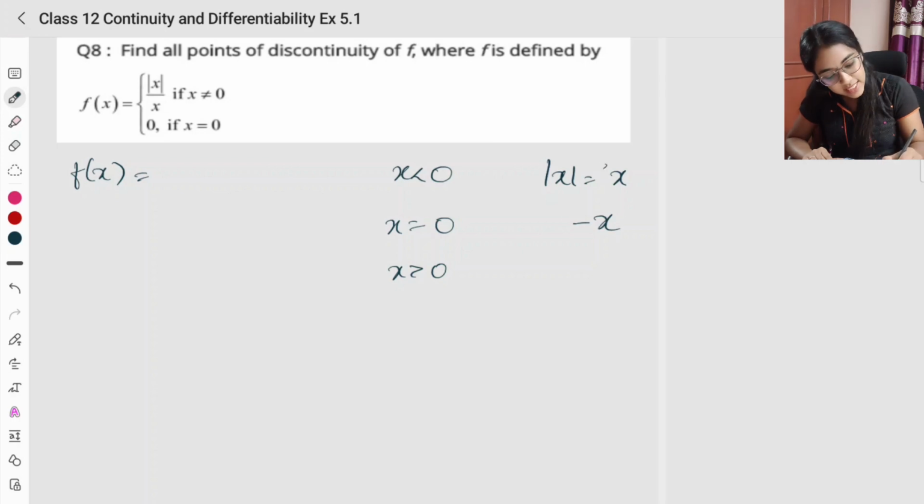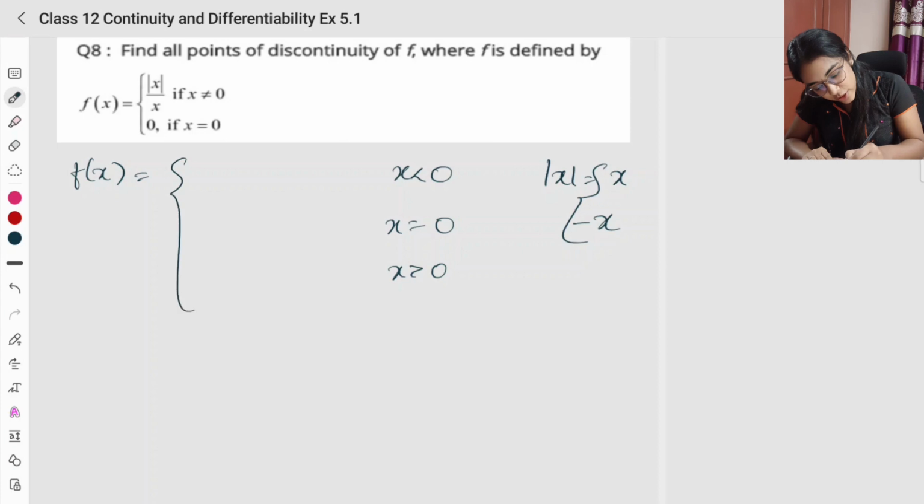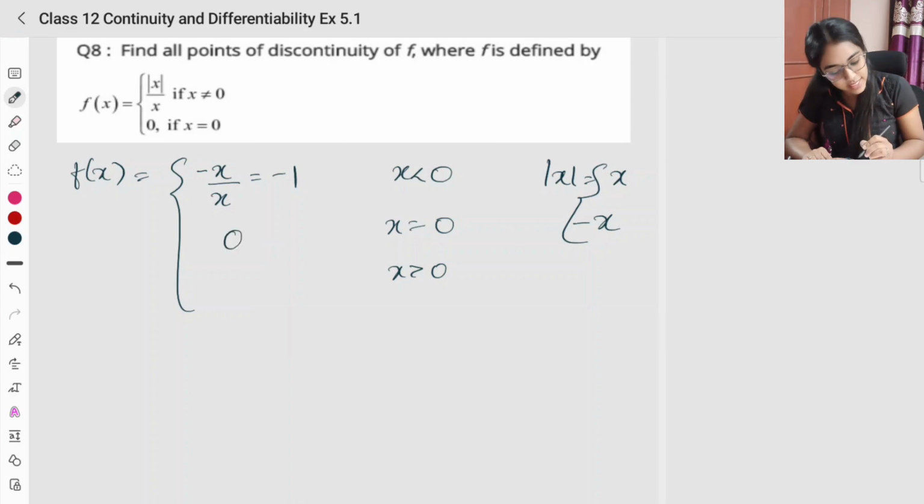Correct? In the two cases for mod x, what am I going to do? For the first case, x less than 0, it is going to be minus x divided by x, which is going to be minus 1. So this is the case when x is less than 0. For x equal to 0, it is given that it is 0. For x greater than 0, it is going to take the value of plus x, so this is going to be 1.